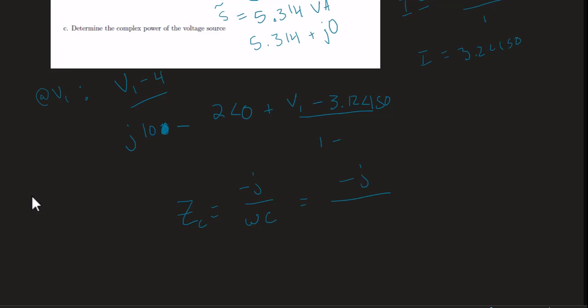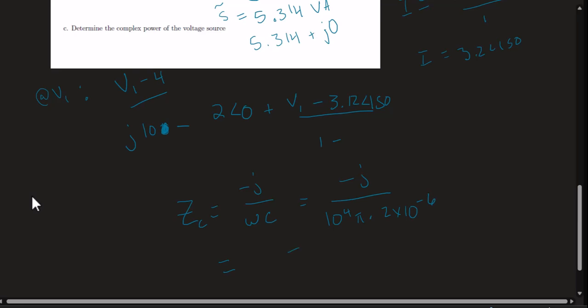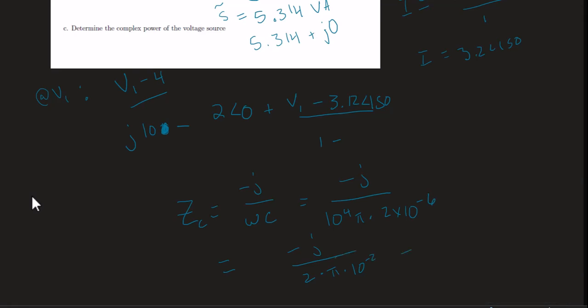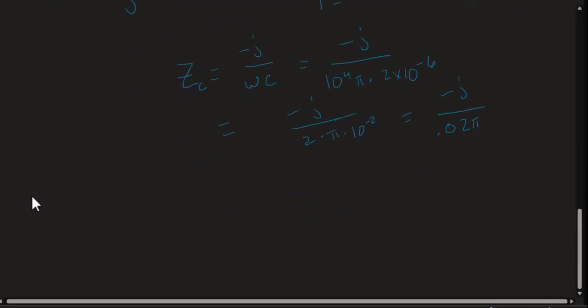So this was minus J over omega, which was 10 to the 4th pi, times C, which was 2 times 10 to the negative 6. So this is minus J over 2 times pi times 10 to the negative 2, or minus J over 0.02 pi. That's as far as I can go without a calculator. So someone needs to tell me what 1 over 0.02 pi is.